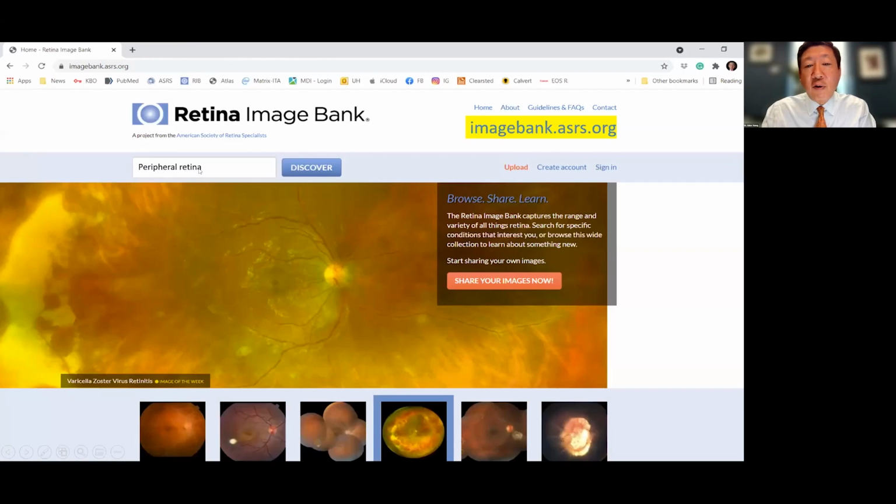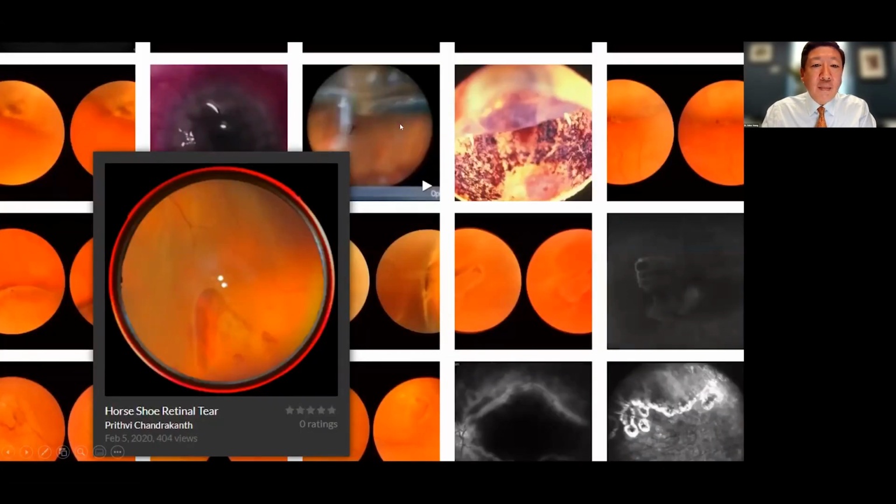If we type in peripheral retina, which we want to look at, we can hit the discover button. And if we do that, we will come up with several hundred images of the peripheral retina. If you hover over one of these images, like I do here, you get a spot magnification of this lesion here. And you can see this is a horseshoe tear. You know that because it says so right here. In addition, you see that you've lost the markings of the choroid beneath it. And so this is not only a retinal tear, but a retinal detachment.